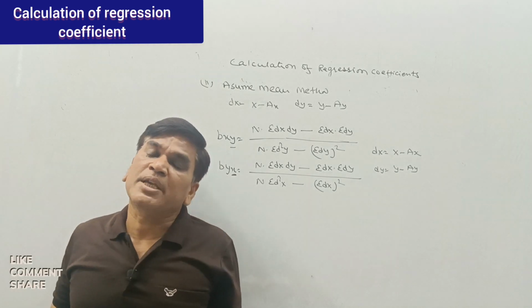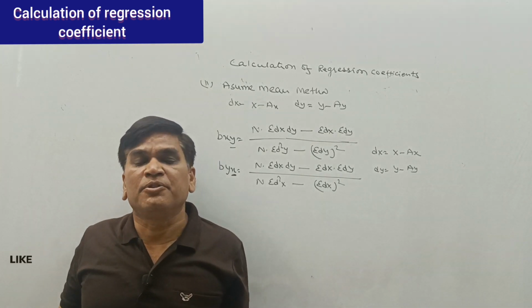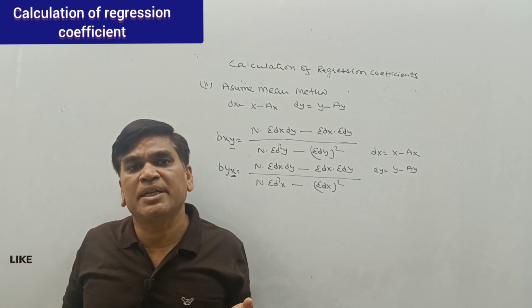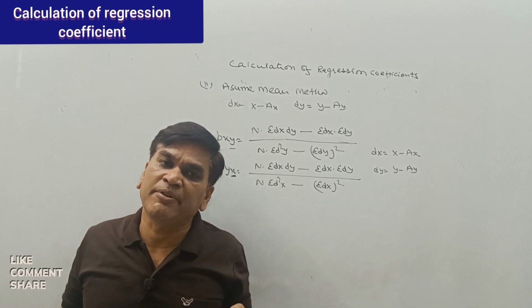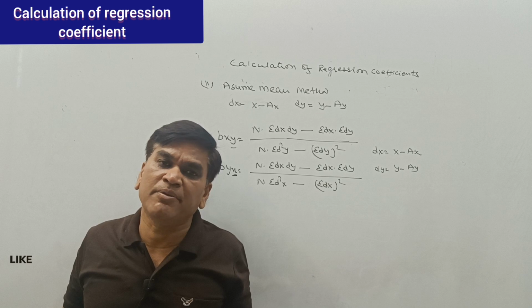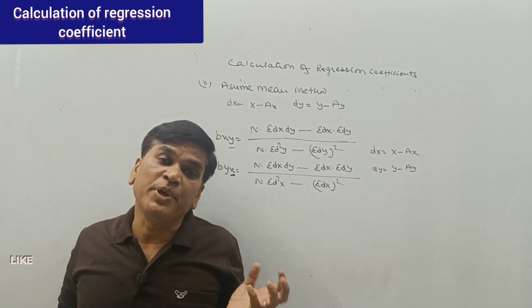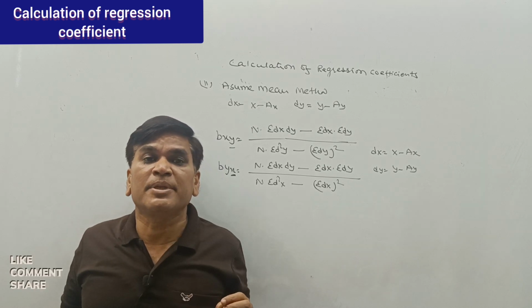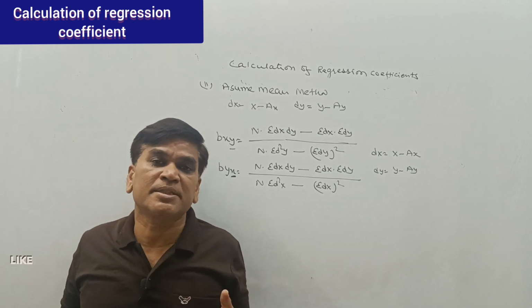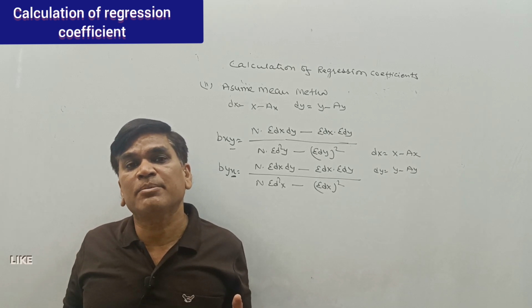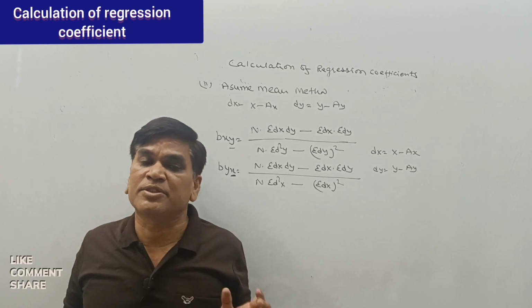So for calculating bxy, you will use the formula n multiplied by sigma dx dy minus sigma dx multiplied by sigma dy, divided by n multiplied by sigma dy square minus sigma dy raised to power 2. For byx, n multiplied by sigma dx dy minus sigma dx multiplied by sigma dy, divided by n multiplied by sigma dx square minus sigma dx raised to power 2.